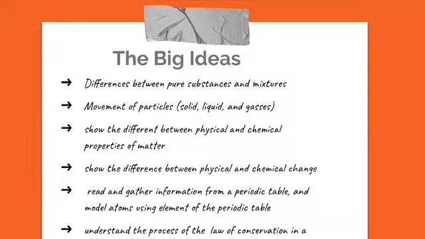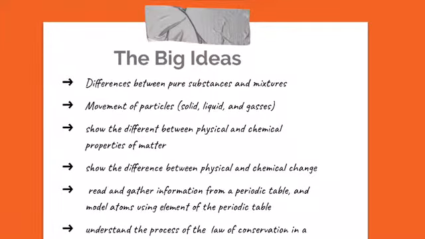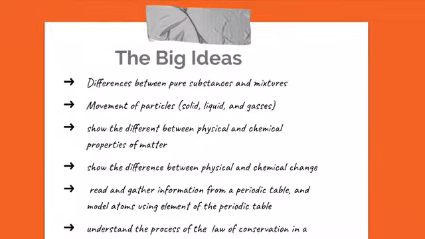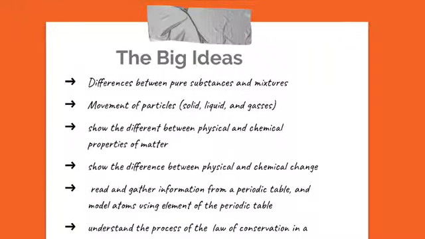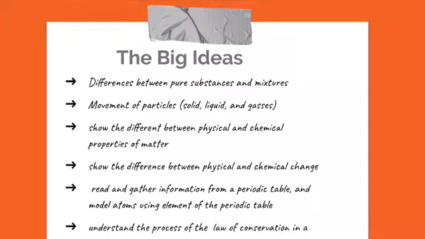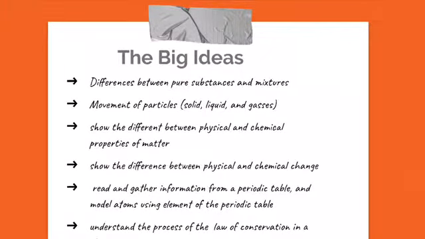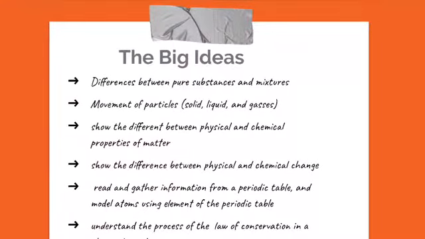You must be able to show the difference between a physical and a chemical property of matter. You must be able to show the difference between physical and chemical changes. You want to be able to read and gather information from a periodic table and model atoms using the elements of the periodic table. And lastly, you must be able to understand the process of the law of conservation of matter in a chemical reaction.